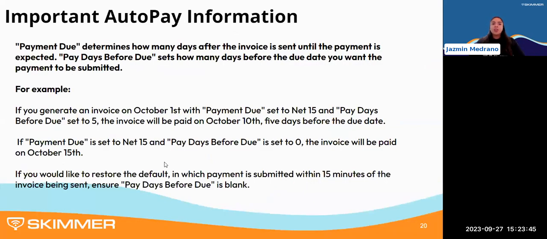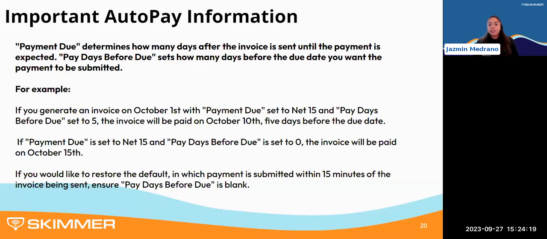Now I want to talk about the important AutoPay information. There's 2 boxes. So payment due determines how many days after the invoice is sent until the payment is expected. Pay days before due sets how many days before the due date you want the payment to be submitted. So by default, the pay days before is blank. So when that happens and your customers are on AutoPay, the payment is submitted within 15 minutes of the invoice being sent when you generate those invoices.